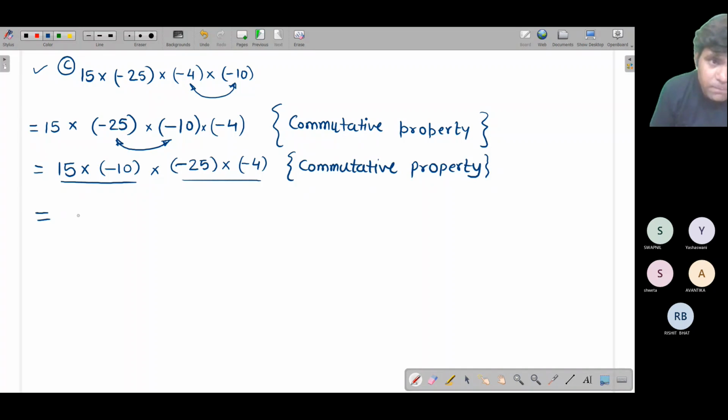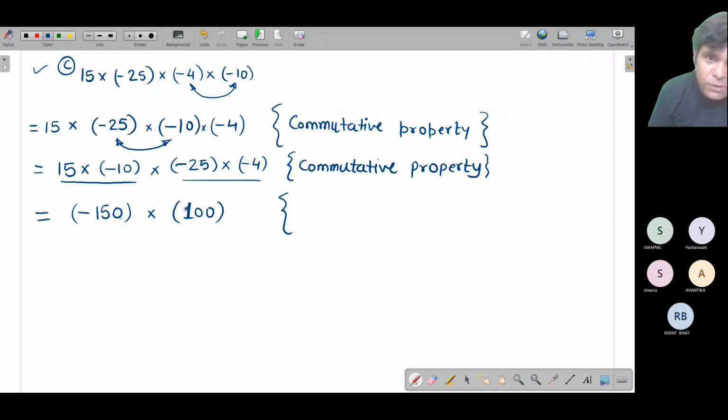Sir, is it compulsory to write any property? क्या बोल रहे हो बेटा? Sir, answer. Okay, answer.